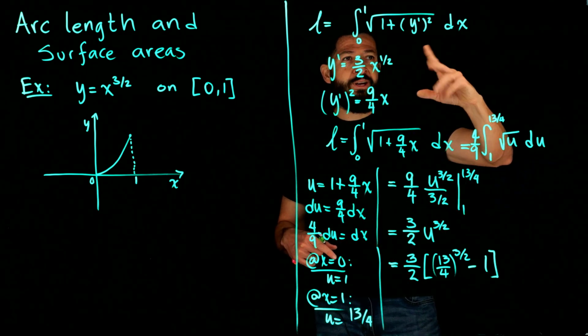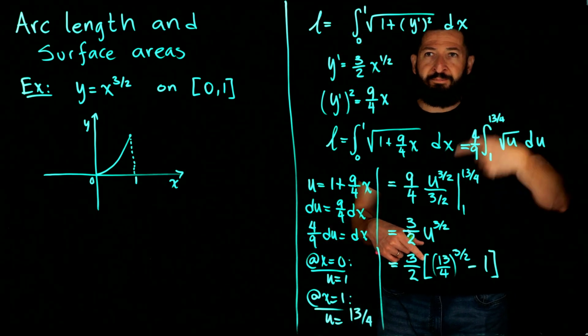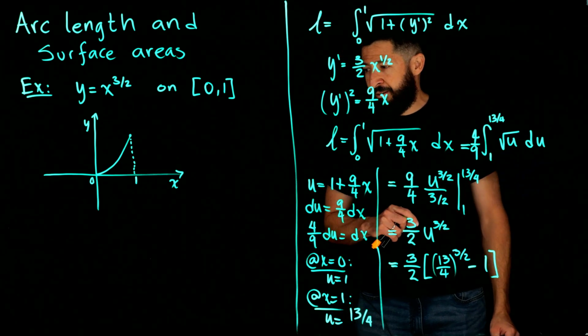So you're going to grab a curve, you're going to rotate it. Instead of rotating a region, you're going to now rotate just the curve. That's going to generate an area. But we're going to get to that in a minute. We're going to do one more of these before.